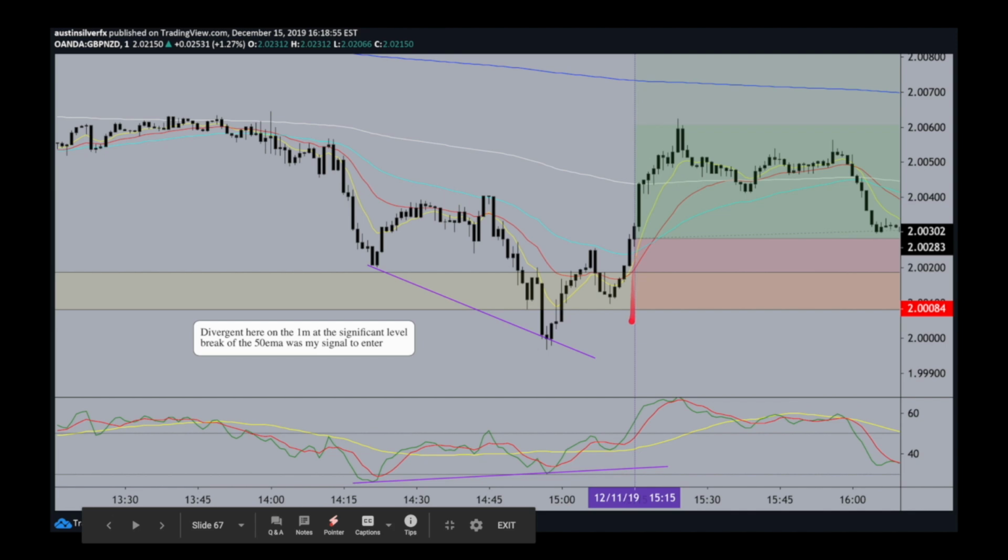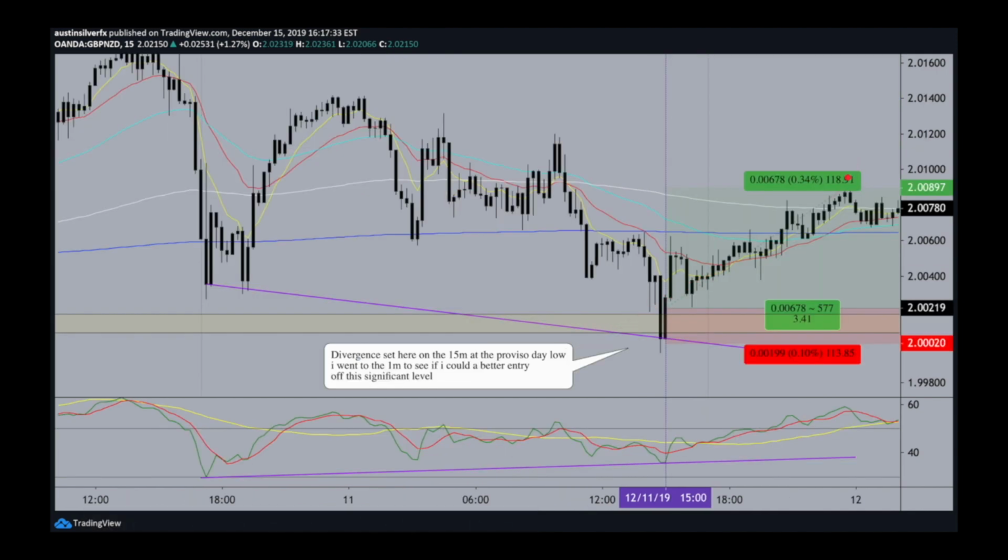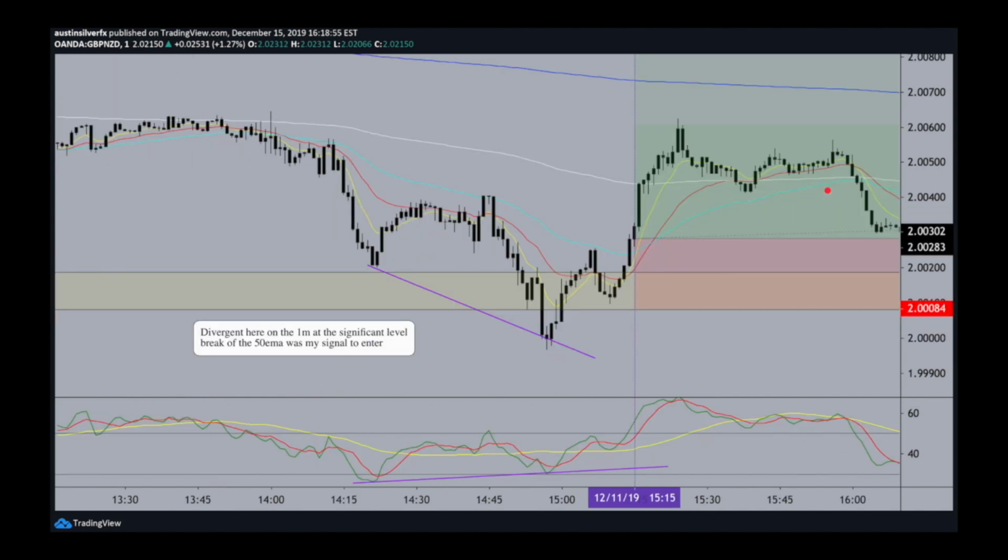It breaks the 50 EMA here, stop at that pin low, and this thing rides, as you can see, into the next day, 67 pips. So yeah, it was a 20 pip stop, but it carries over 3R counter trend, which is a great trade. That's great risk reward to get 3R counter trend.